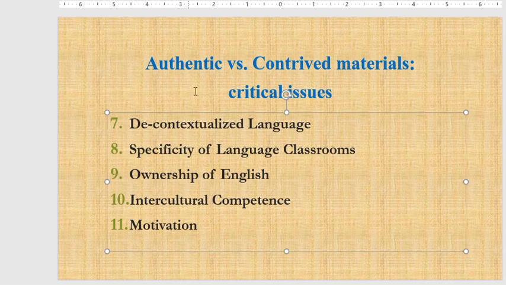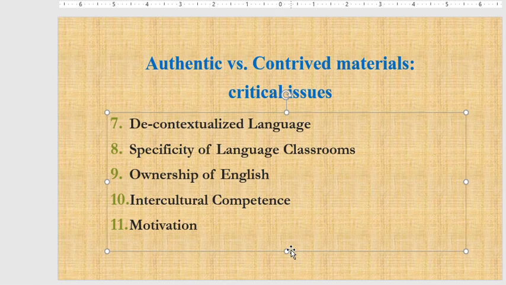Think about authentic materials and also think about the materials developed for Iranian high school students. And this may be one of the questions you may be asked to provide solutions or answers to in your final exam session.